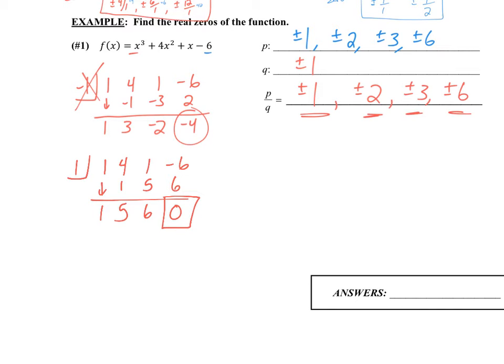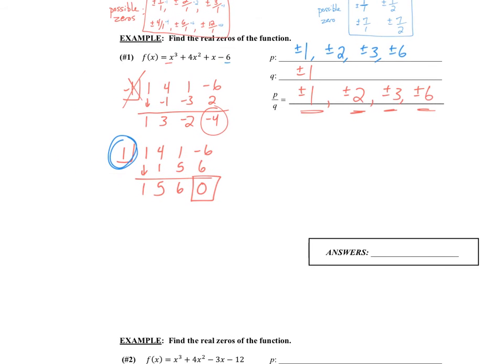So what that means is we have a winner. One of the zeros is 1. So we put that in our box. That's one of the zeros. To find the other zeros, we could keep checking all of these to see which ones work, or we can write this out just the way we did with synthetic division. So x squared plus 5x plus 6, and we can factor. This is going to be the faster way.